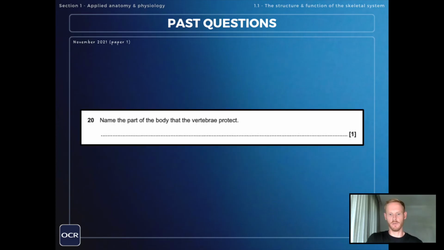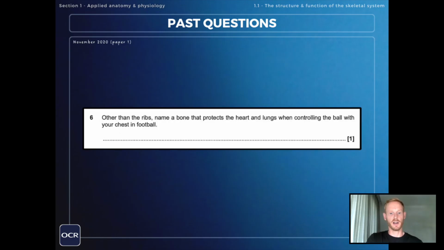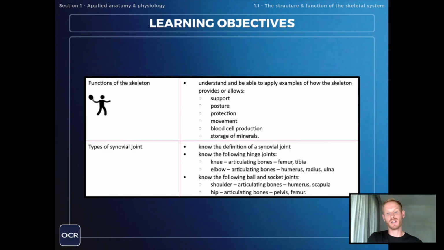Next one, name the part of the body that the vertebrae protect, and we mentioned that this is the spinal cord, so 1 mark for that one. And then finally, other than the ribs, name a bone that protects the heart and lungs when controlling the ball with your chest in football. So this one links to our previous video on the names and locations of the major bones. The bone other than the ribs that protects the heart and lungs in the thoracic cavity or chest cavity is the sternum or breastbone. Okay, so that was everything you need to know on the functions of the skeleton.